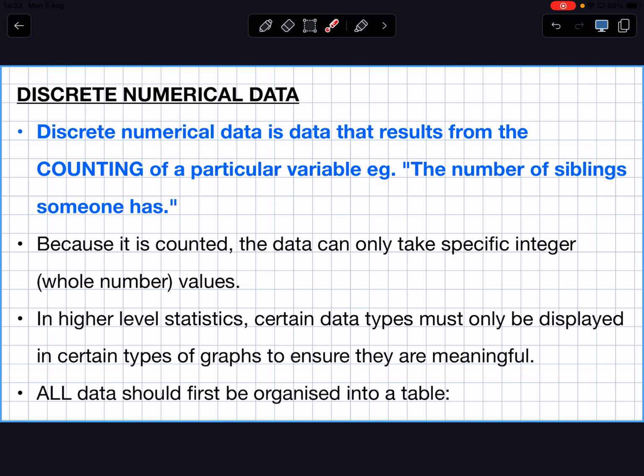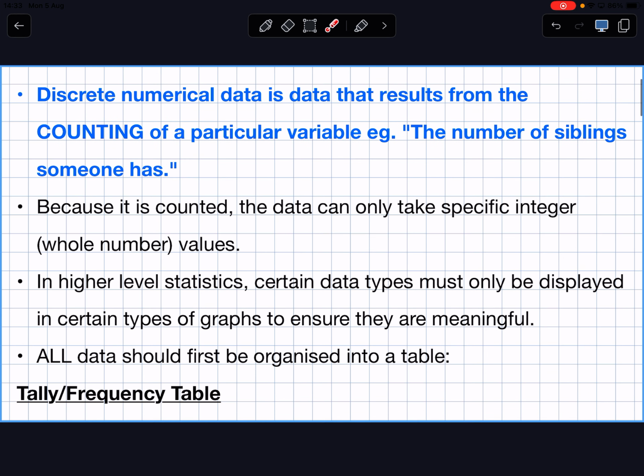So discrete numerical variables are the result of counting something. Why is that important? Because you can only count whole number stuff. Because it's counted, the data can only take specific integer or whole number values. So like with my notes on the board, it's only the blue stuff that's vital, okay?